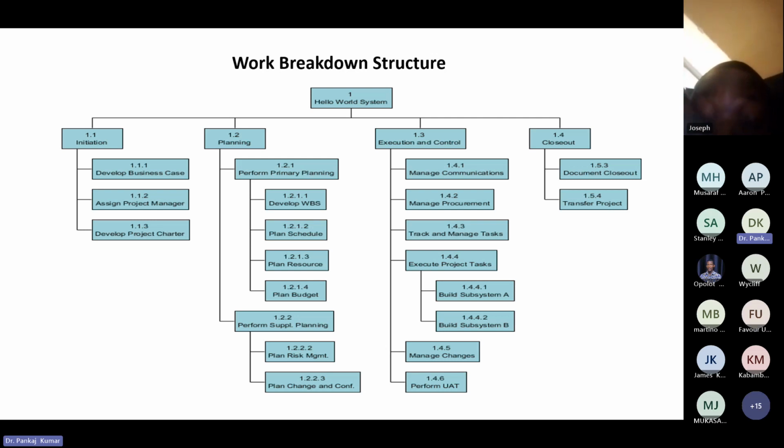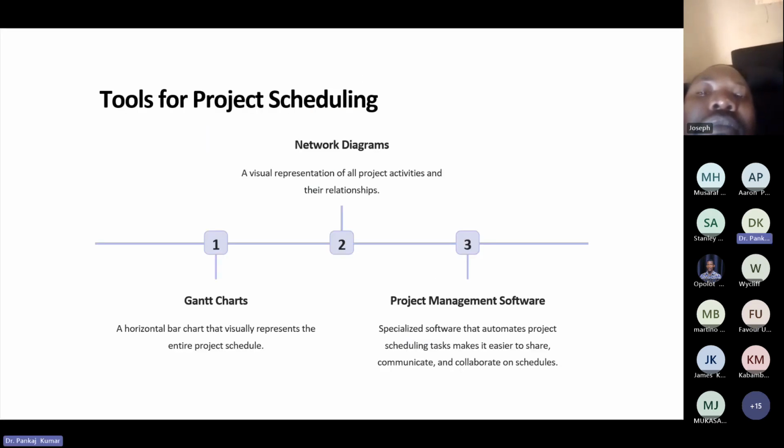In the third stage, we can manage communication, manage procurement, track and manage tasks, execute project tasks, build subsystems, and build and manage the changes. That is execution and control, which we are studying. And the fourth one is closeout, like document closeout and transfer project. So this is a work breakdown structure.